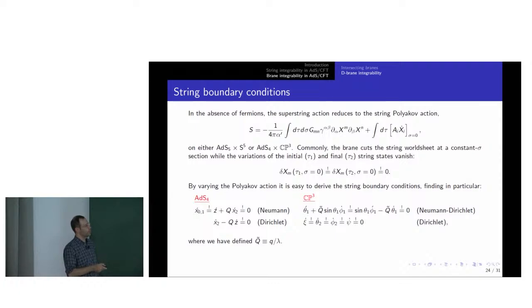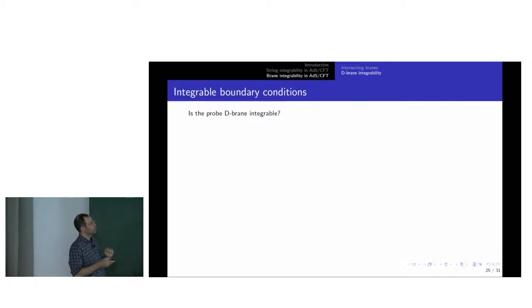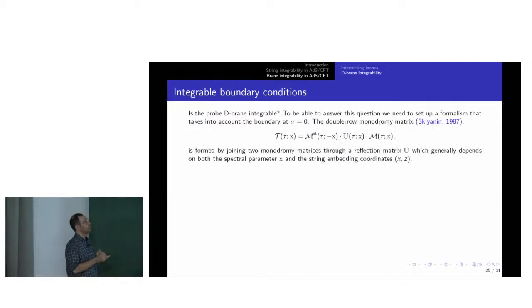I have these boundary conditions with non-zero flux, in either AdS4 or CP3, and I want to know whether I can generate an infinite number of conservation laws, which I can invert and really solve my string, the open bosonic string. In order to answer the question, we need a construction which reminds us very much of the construction we had in the bulk.